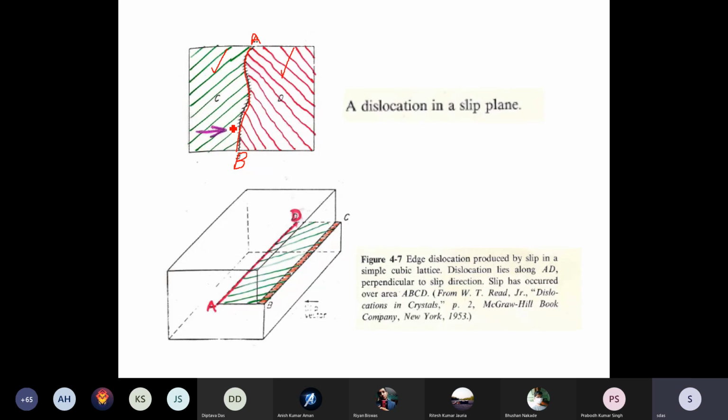So dislocation is a region of localized lattice disturbance separating a slip region from yet to be slip region. Any question?